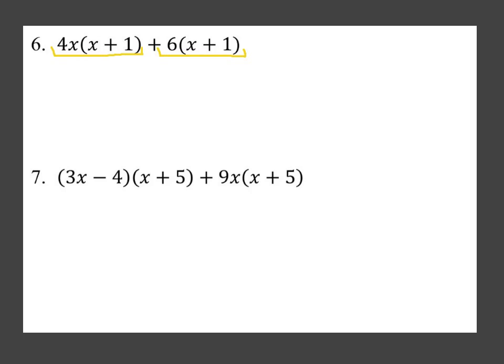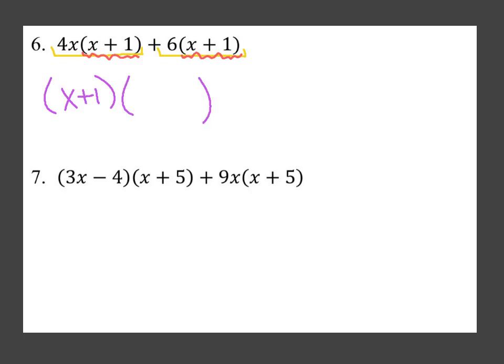Well, I can see that this term has an x plus 1 and this term has an x plus 1. So that's going to be my GCF. They both have it in common. So I'm going to put that x plus 1 in the front, and I'm going to put everything that's left over in my back parentheses.